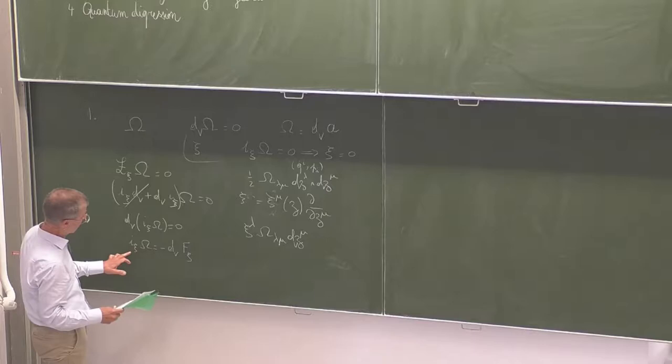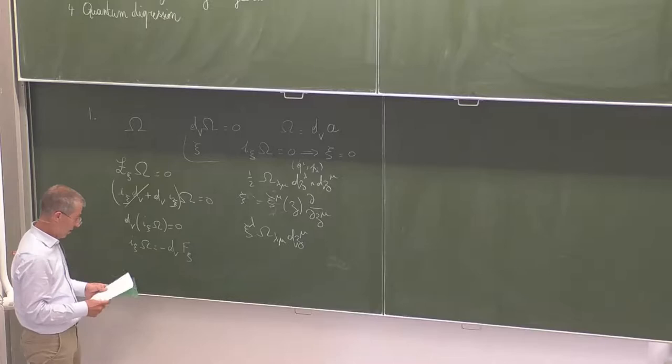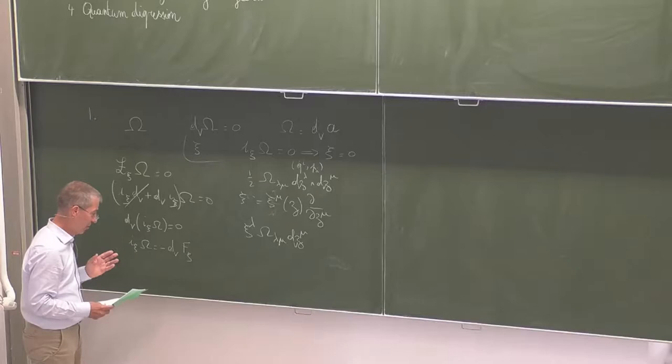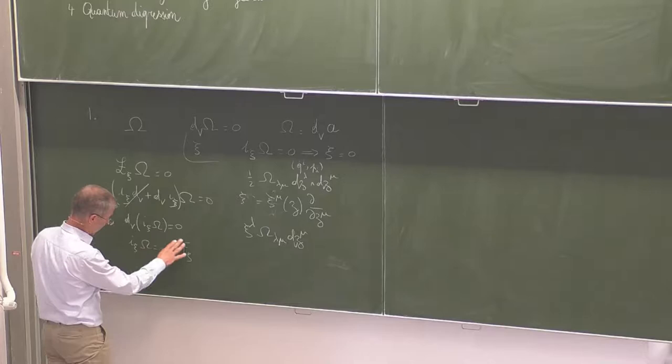Since Xi omega is annihilated by dv, then it is exact. And for some historical reasons, I put a minus sign. There is nothing deep in the minus sign. It's just that these are the conventions that I have learned, and they're not actually the best conventions, but I'm too old to change the notations I have learned.